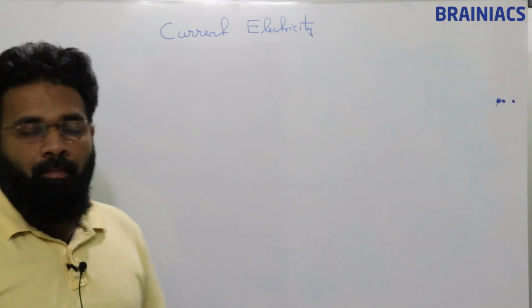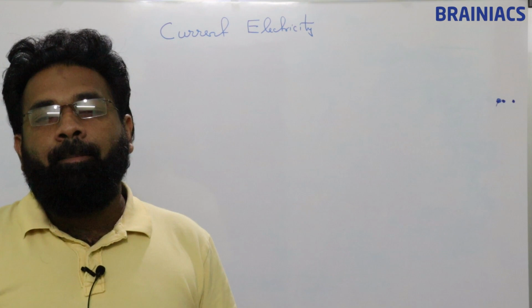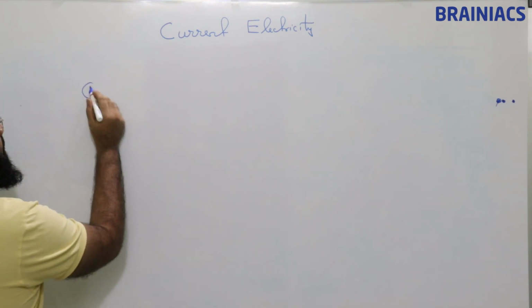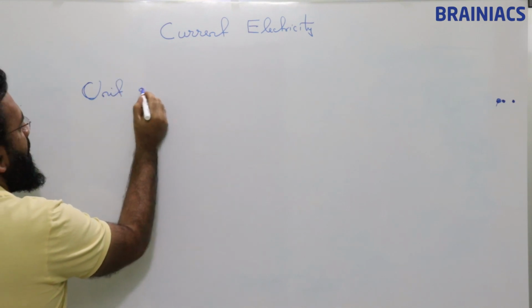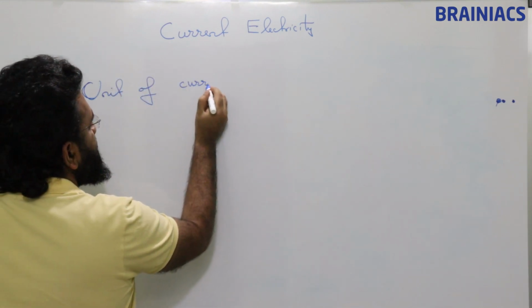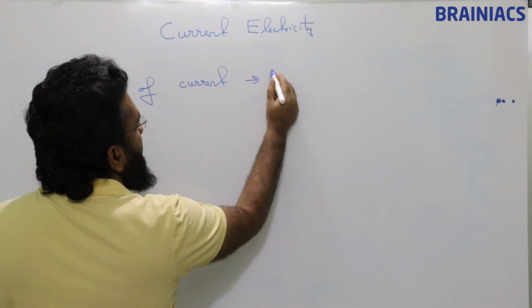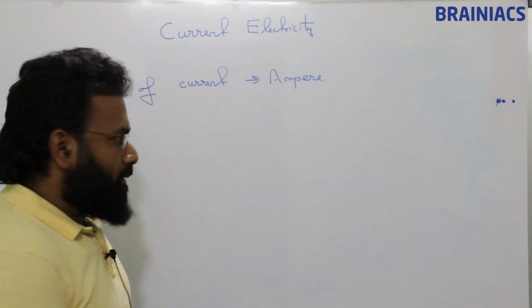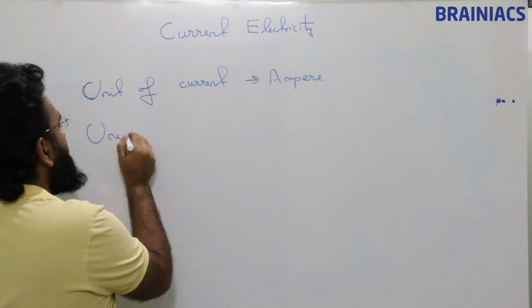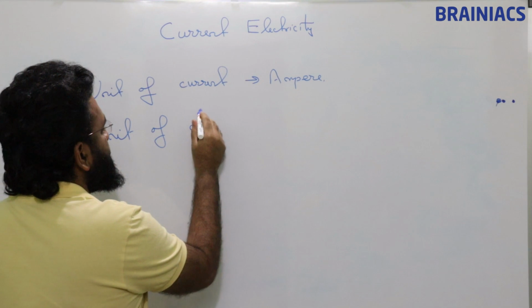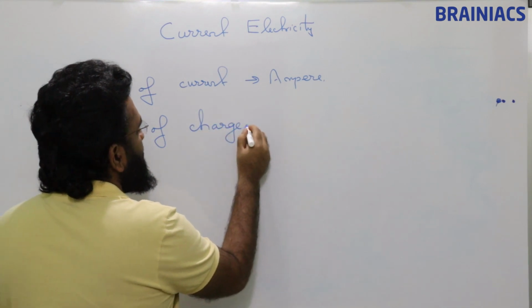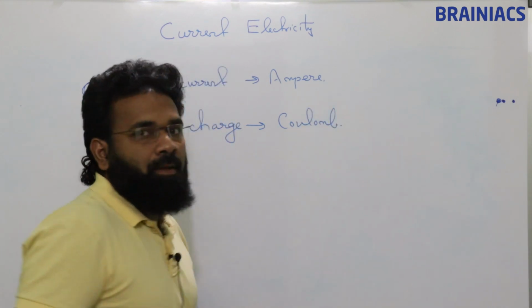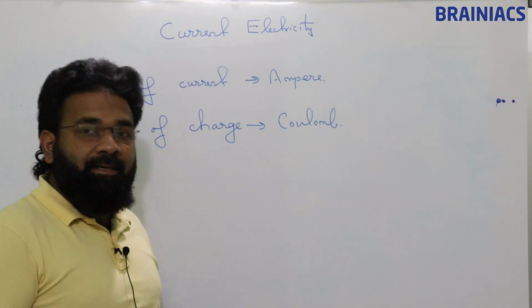Another question is, what is the unit of current? The unit of current is Ampere. The unit of charge is Coulomb.